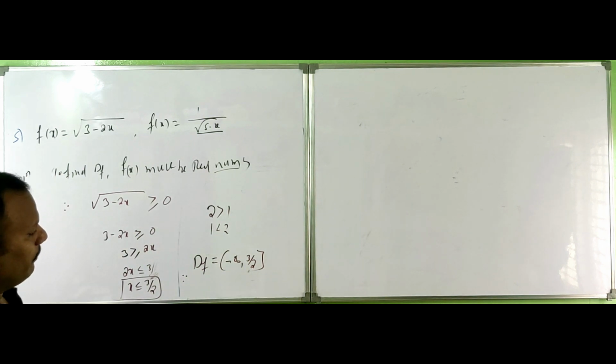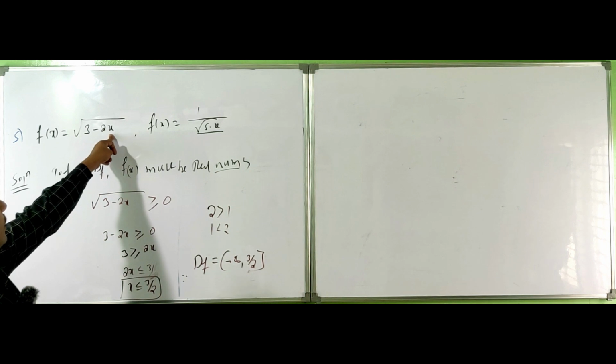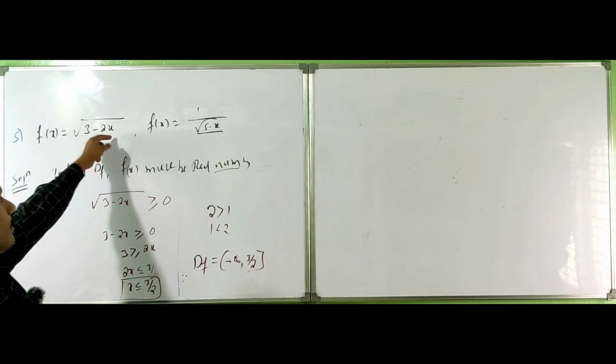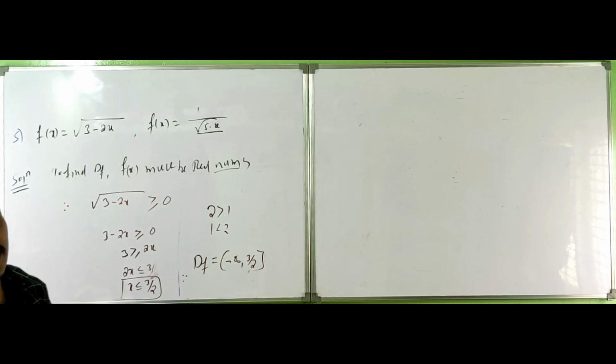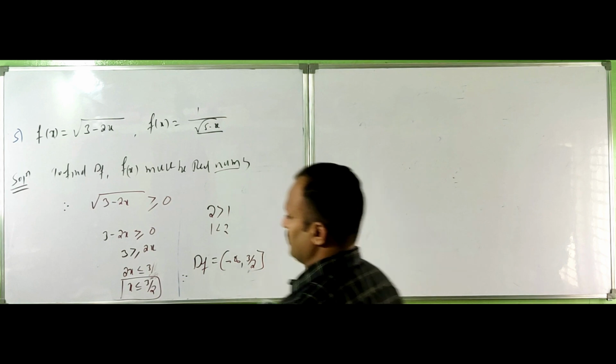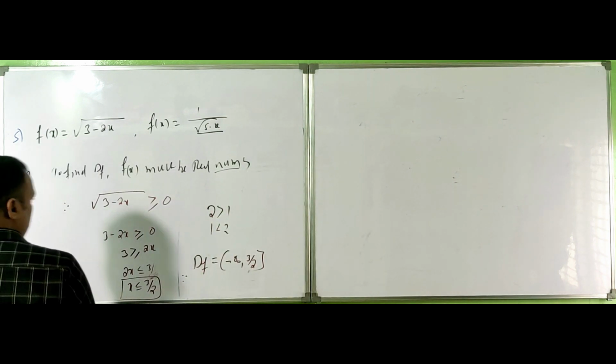3 by 2 means 1.5. Okay, sir. Because just take a value more than 1.5, like take the value 4. 3 minus 4 is minus 1, which becomes a complex number. So it's not a real value, not a real function. Right? Let's check the answer also. What is the answer? Minus infinity to 3 by 2. Right? Domain of f.